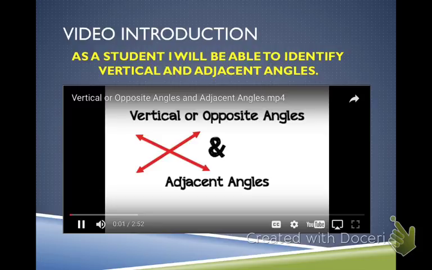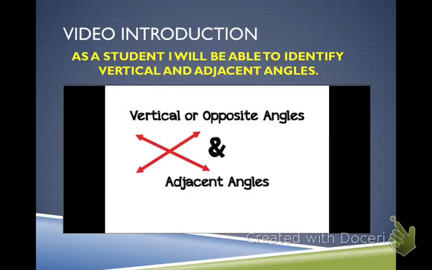In this video, we are going to be talking about two different types of angles. The first are vertical or opposite angles. You can call them either. You could call them vertical angles, or you could call them opposite angles. And then also we'll be learning about adjacent angles.